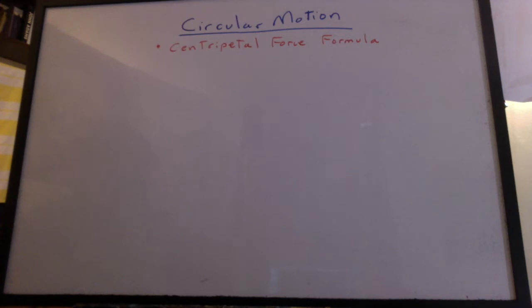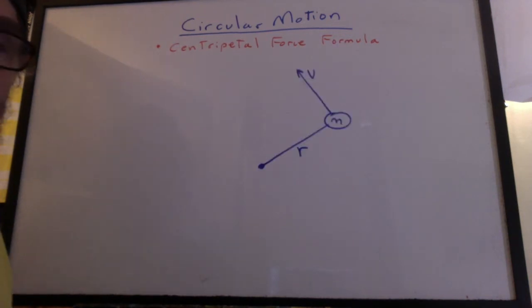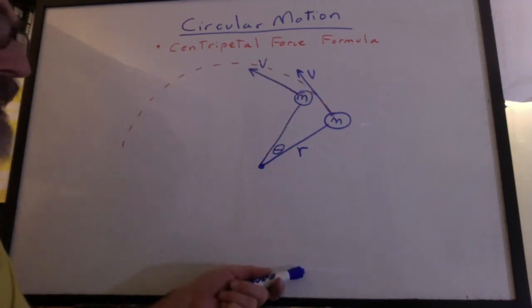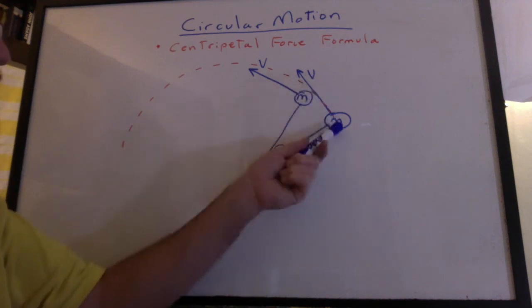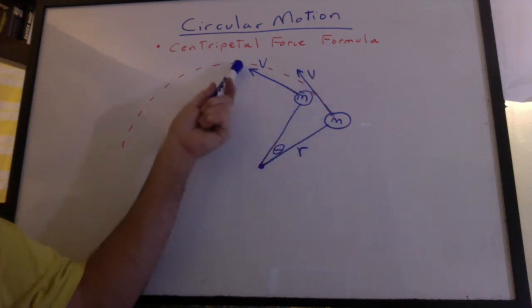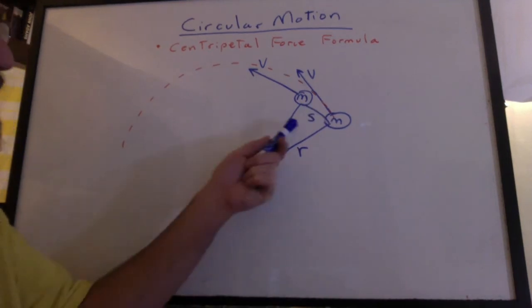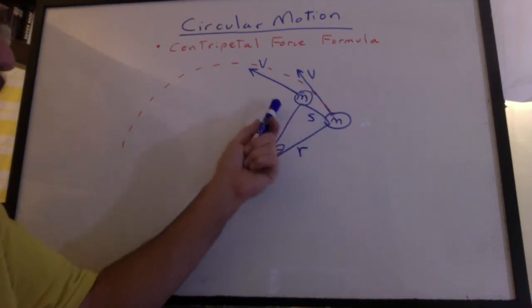Let's derive the centripetal force formula. Here we have the mass on the string going around in a circle. In a short amount of time, it's going to rotate through an angle theta. The velocity was pointed this way, is now pointed this way. This distance s is the arc length.